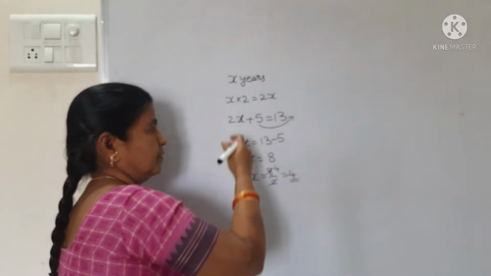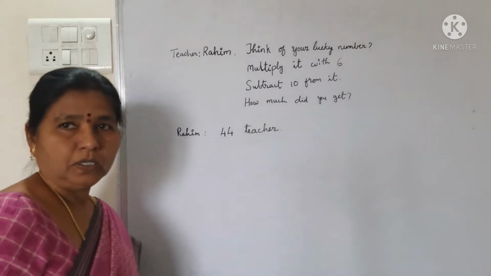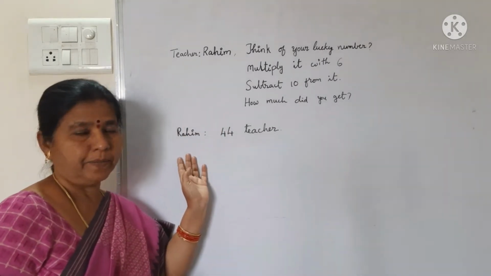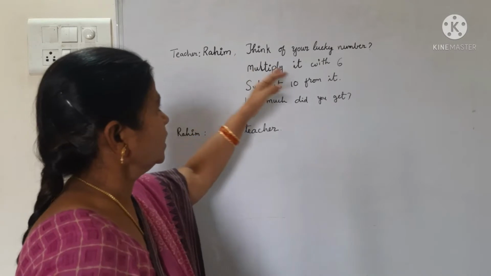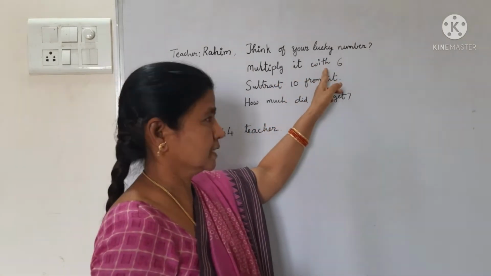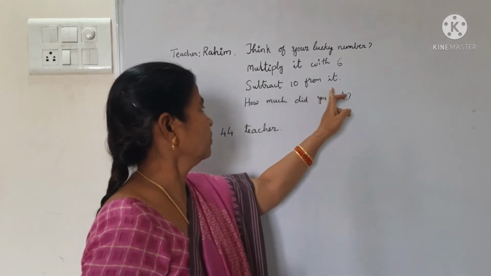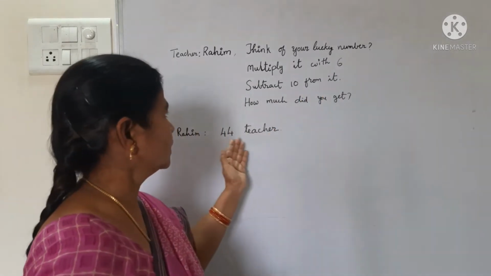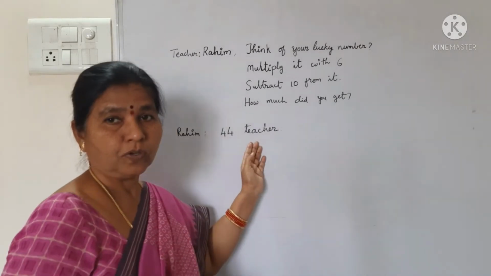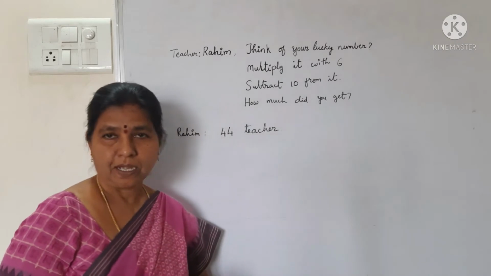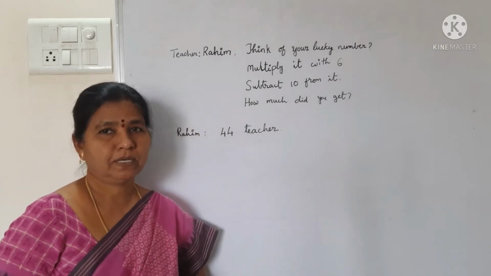Let us see another example. Here is a small conversation between the teacher and Rahim. Teacher: Rahim, think of your lucky number. Multiply it with 6. Subtract 10 from it. How much did you get? Rahim: The answer is 44. Then the teacher has to guess his lucky number. How will the teacher guess that number?